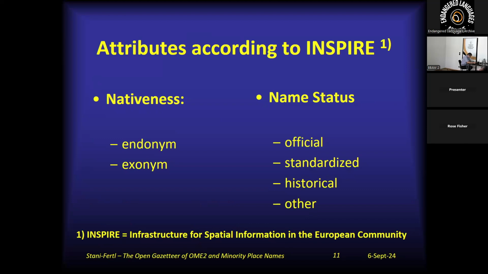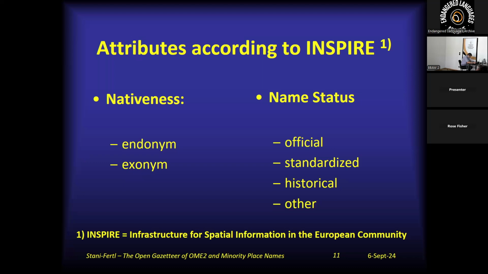INSPIRE is a European standard for geographical data and provides technical directives for geoinformation. This standard includes data specification on geographical names. The Open Gazetteer, as part of a common European initiative, is obliged to apply and observe this directive. According to INSPIRE, each toponym in the Open Gazetteer is mandatorily assigned according to its nativeness as an endonym or an exonym, and according to its status as official, standardized, historical, or other.